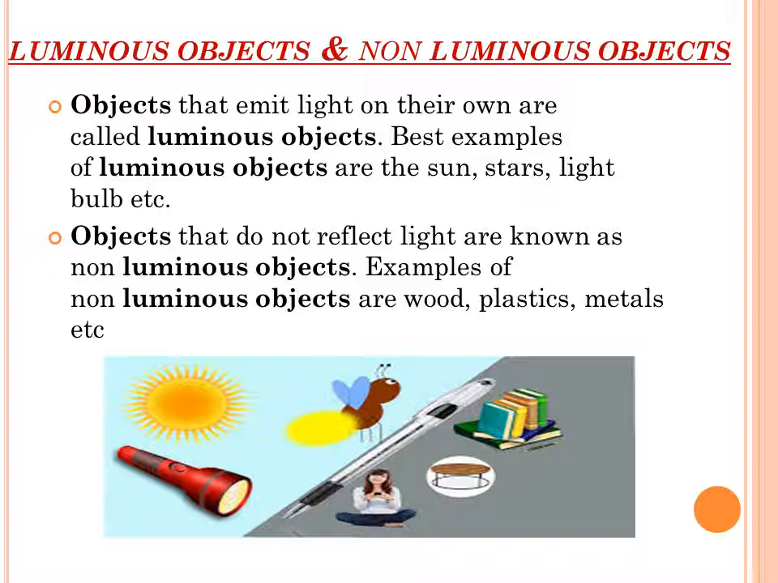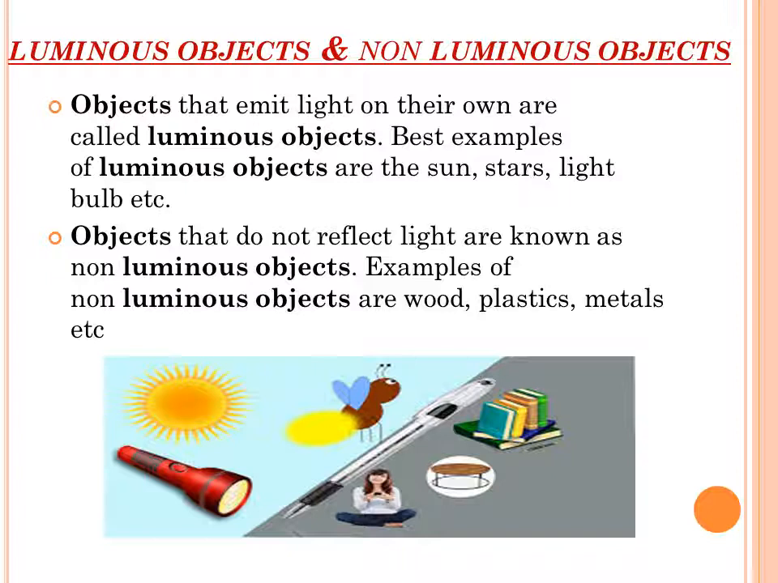Example, we have the sun. It emits light and it gives sunlight. We have stars also. We can see stars at night, that is also a luminous object. Then we have a light bulb, a torch. That is basically operated by a cell battery, but it emits light of its own, that means of that battery cell. So now we will talk about non-luminous objects.